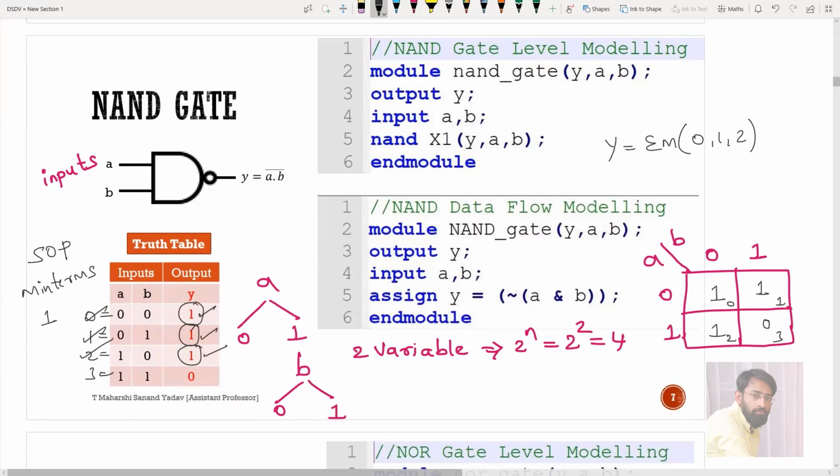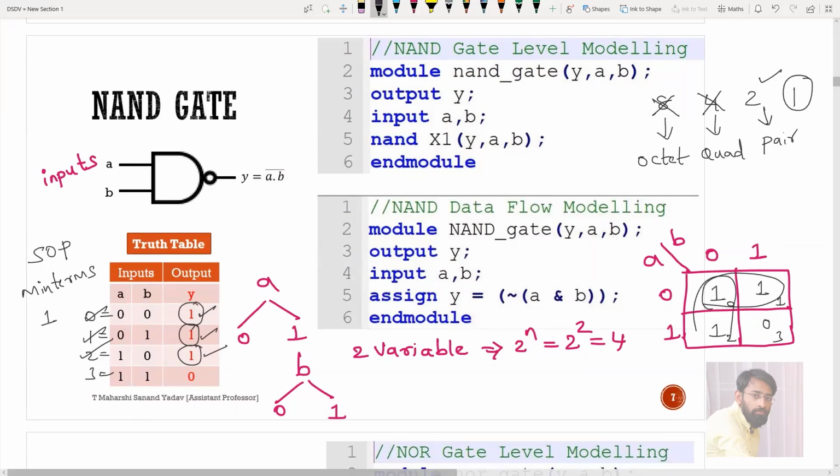So the next concept is grouping. In order to do the grouping, go with the concept of 8, 4, 2, 1. If 8 ones are there, it is called an octet. If 4 ones are there, it is called a quad. If 2 ones are there, it is called a pair, and this is a single. So here 8 ones are not there, 4 ones are not there, so we can go with pairs. See here, this is one pair and this is another pair.